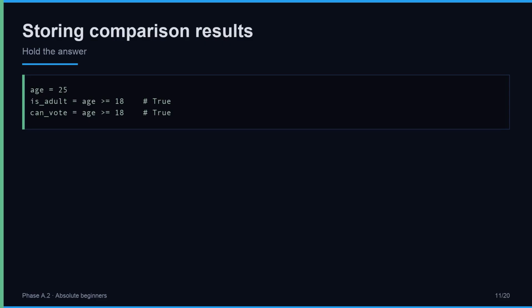Because comparisons return bools, you can store their answers in variables. Age holds 25. Is adult stores the result of asking, is age at least 18, which is true. Can vote stores the same question. Now instead of re-asking every time, you hold the answer in a well-named variable and read it whenever you need it. This is how bools travel through a program. Hold the answer.